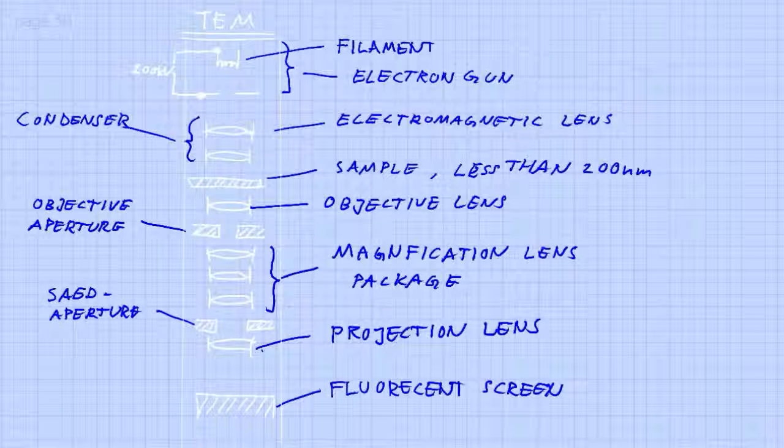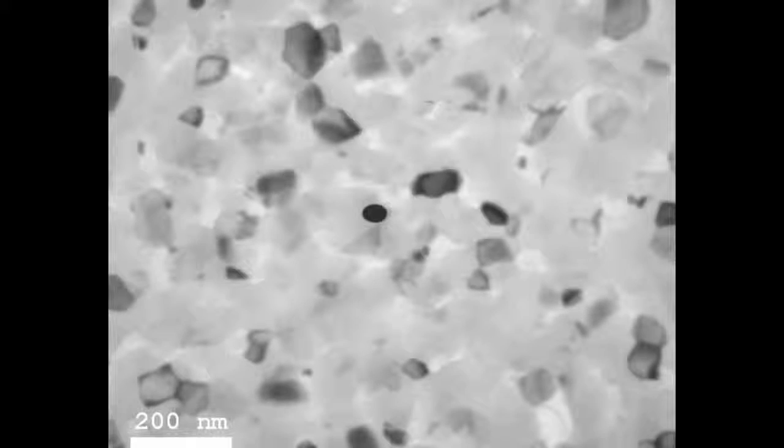And you use it as a fluorescent screen because you can't see electrons with your eyes. But when the electrons hit this fluorescent screen, the screen will emit light that you can see, and you can actually see some image then. Now I will show you a microscope image of this machine.